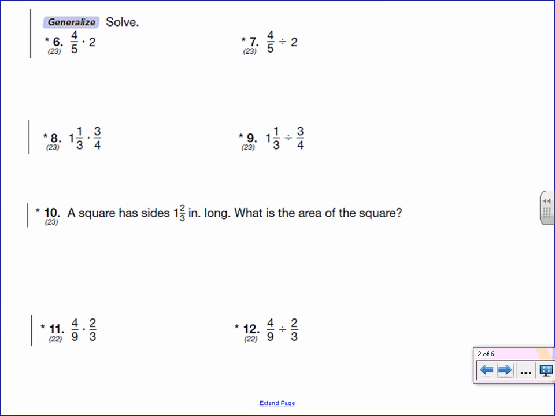Number 6, we're multiplying by a fraction, which is like what we did in number 2. So we're going to take 4 fifths times 2, which is 4 times 2 divided by 5. 4 times 2 is 8. And 8 divided by 5, we could find it as a decimal, but remember that divided can also be represented as a fraction.